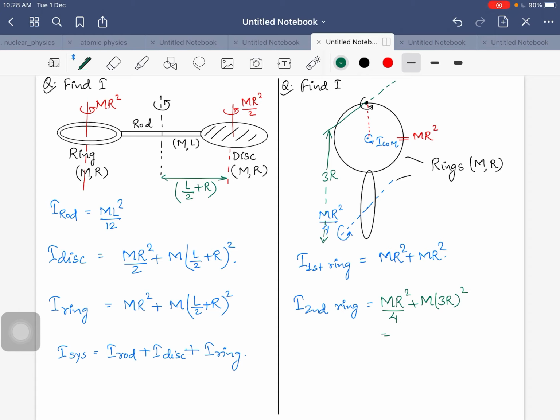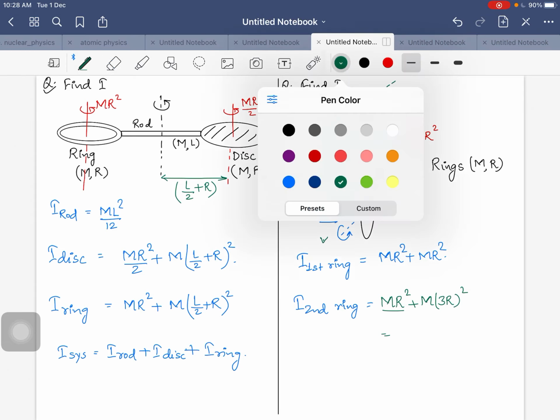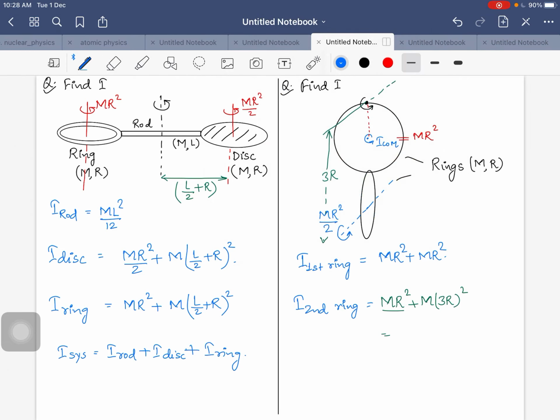Okay, it is a ring, so I think it will be mr² by 2. I think I made a mistake here. Ring about the diameter will be mr² by 2. Okay, so mr² by 2 plus this. So 3 square is 9, 9 into 2 is 18, plus 1, 19 mr² by 2, and the other ring is 2mr². So I of system, if you want to write, this plus this, will be 23mr² by 2. This is the answer.